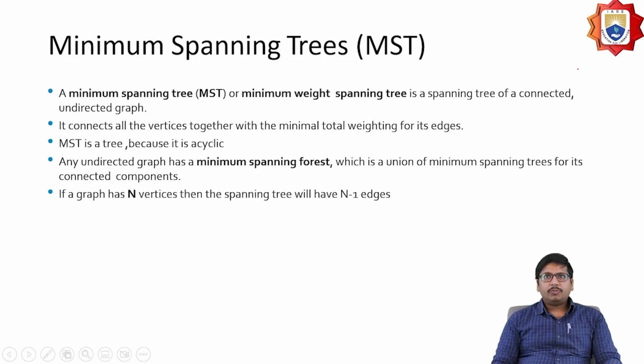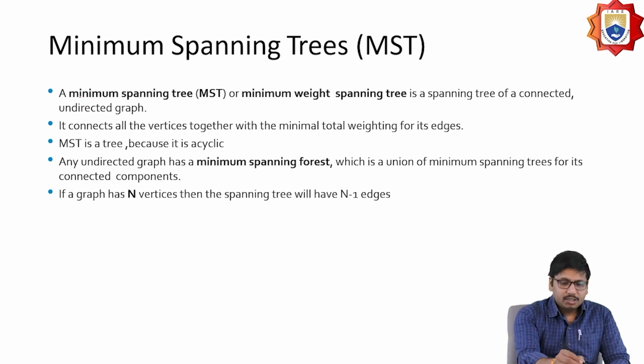So what is the minimum spanning tree? A minimum spanning tree is nothing but a minimum weight spanning tree. It is a spanning tree of a connected and undirected graph, and it connects all the vertices together with minimum total weight for its edges. A minimum spanning tree is a tree because it is acyclic, and any undirected graph has a minimum spanning forest, which is a union of minimum spanning trees for its connected components. If a graph has n vertices, then the spanning tree will have n minus 1 edges.